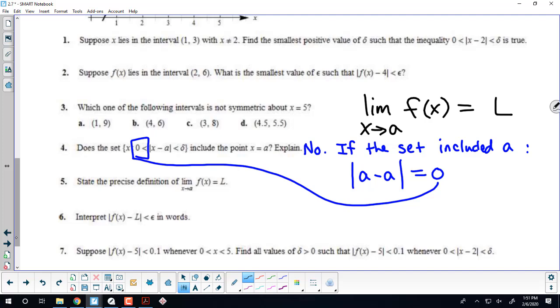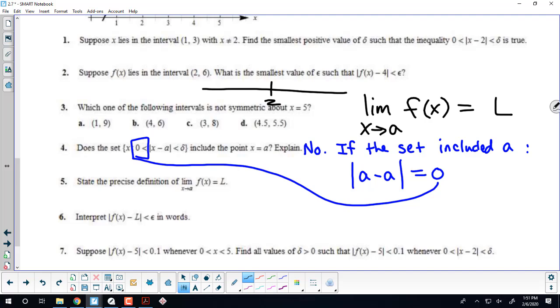So the graphical stuff is what we'll have on the exam. But question number 1 is a question similar to that on your homework. It says, suppose x lies in the interval 1 to 3 with x not equal to 2. Find the smallest positive value of delta such that the inequality is true. So we're reading that inequality as it's larger than 0, so x cannot be 2. But we're saying that we are no more than delta units away from 2 on the x-axis. So here's the x-axis and here's 2. We're no more than delta units away.